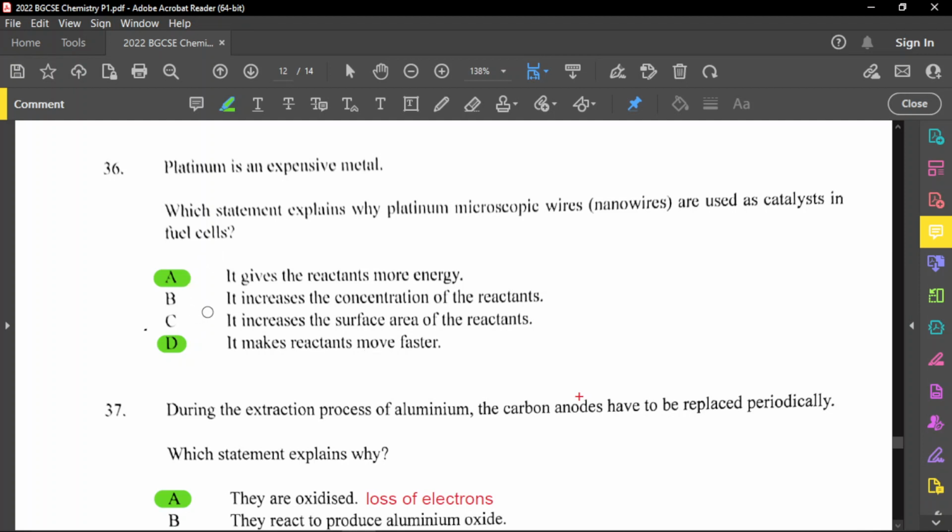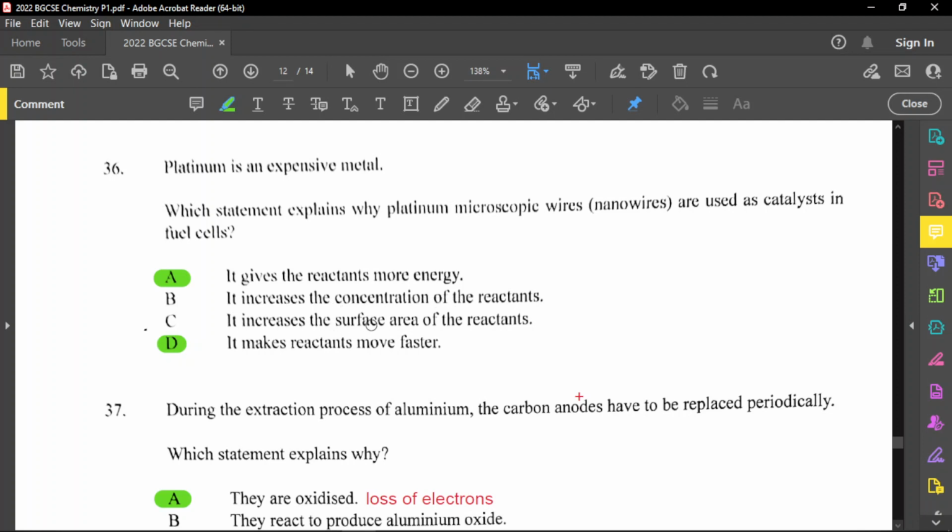But for B and C, they're kind of tricky. Because for B, it said it increases the concentration of the reactants. You're not changing the concentration of reactants. If you have reactants already, the most you can do is to increase the speed of how these particles move. The faster they move, the more bombardment of these particles, which means faster reactions as well. But they say in a fuel cell, so it's not really increasing the concentration of the reactants itself.